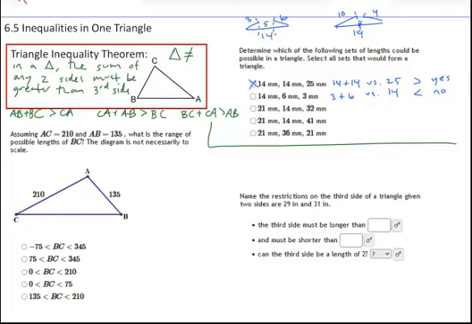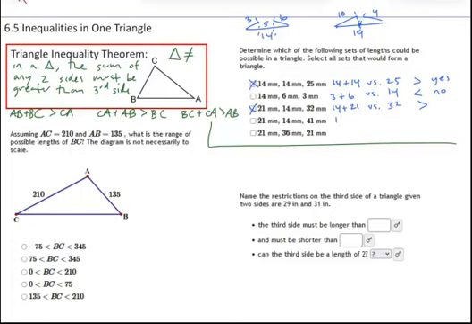Again, you can do it with mental calculations. I'll be writing them out just to explain where my thinking process is. If I have 14 and 21 compared to 32, that gives me 35 versus 32. That is greater than, so yes.